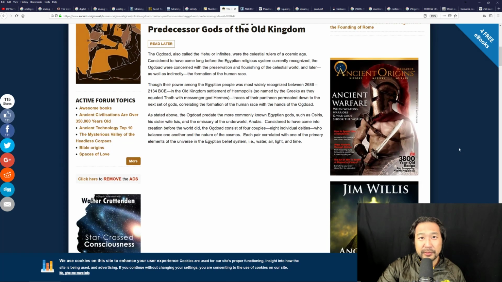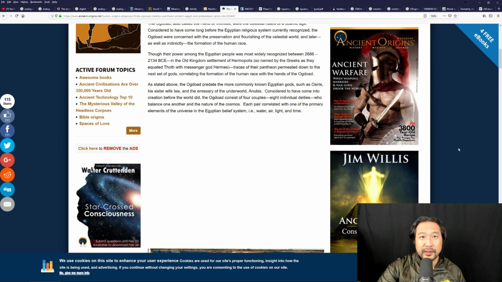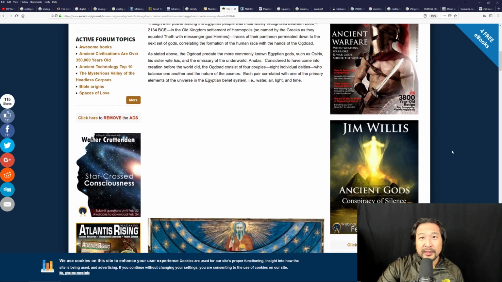The Ogdoad were concerned with the preservation and flourishing of the celestial world, and later, as well as indirectly, the formation of the human race. Through their power among the Egyptian people, most widely recognized between 2686 to 2134 BCE in the Old Kingdom settlement of Hermopolis, so named by the Greeks as they equated Thoth with the messenger god Hermes. Traces of their pantheon permeated down to the next set of gods, correlating the formation of the human race with the hands of the Ogdoad. Hands of the Ogdoad.